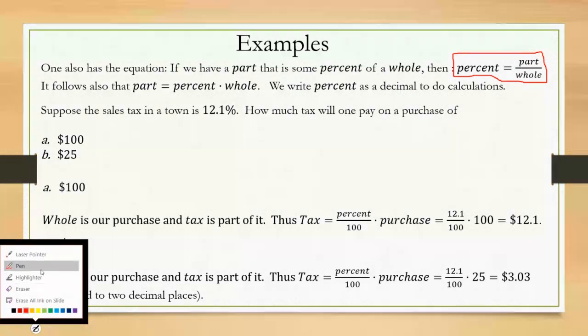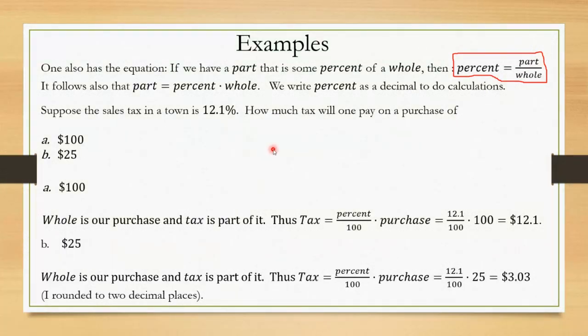That's really an equation that's good to know. Percent is part over whole. And just remember, when you do this, you want to write the percent as a decimal. So for instance, suppose a sales tax is about 12.1%. How much tax you pay depends on how much you purchase. It's 12.1% of how much you purchase.